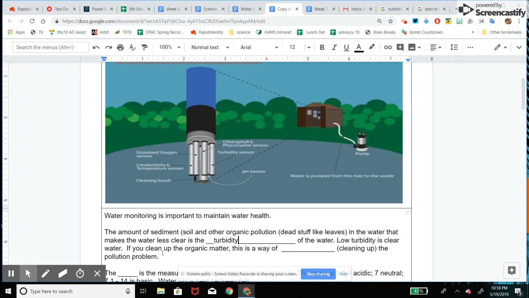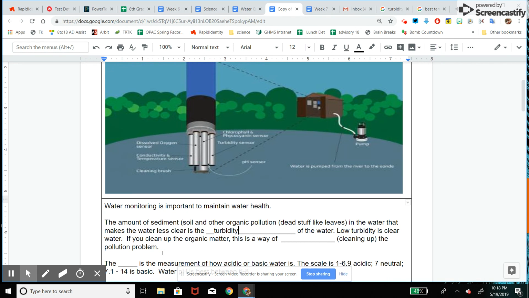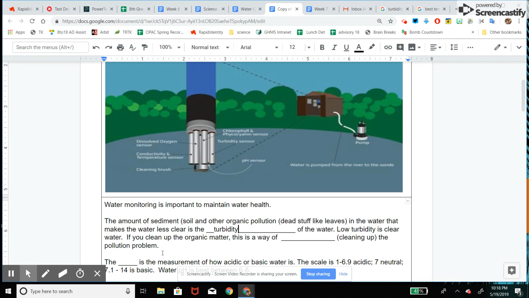If you can't see through it, the sun also can't shine through it, which means that the plants can't make oxygen to make the dissolved oxygen level high enough for the water to be healthy. If you clean up the organic matter, this is a way of a fancy word called mitigation. Mitigation is just a process of cleaning up a pollution problem.